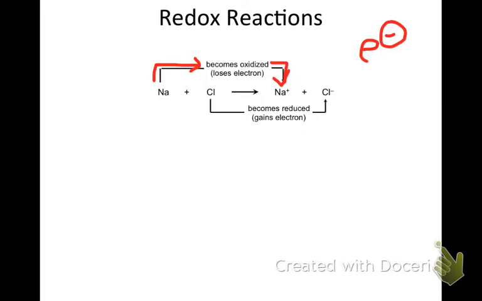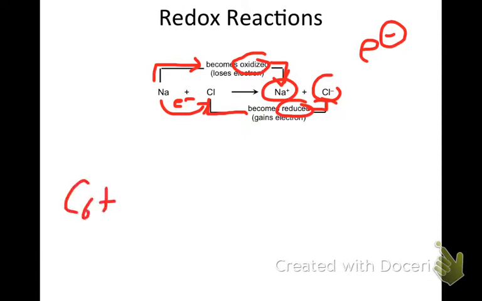On the other hand, you can see that this chlorine is going to be gaining electrons. It is being reduced. And in redox reactions, if something is oxidized, there will always be something else that's reduced. And the reason why is sodium is losing its electron to chlorine. So it's actually giving its electron to chlorine, and that's why sodium is becoming more positive and chlorine is becoming more negative.